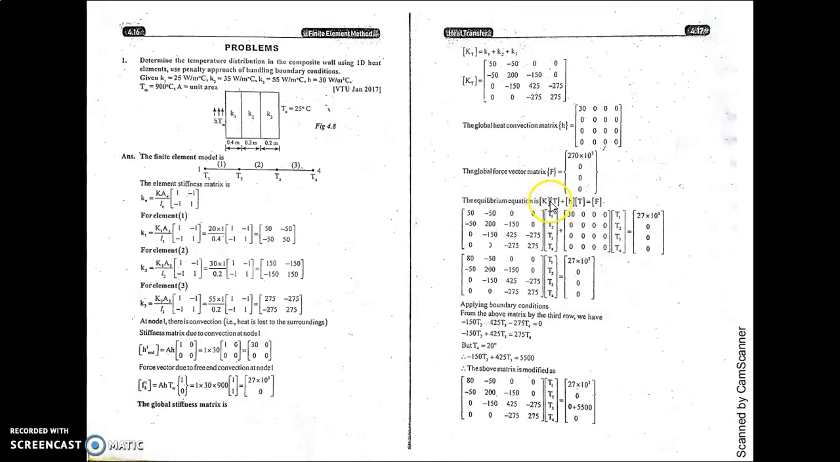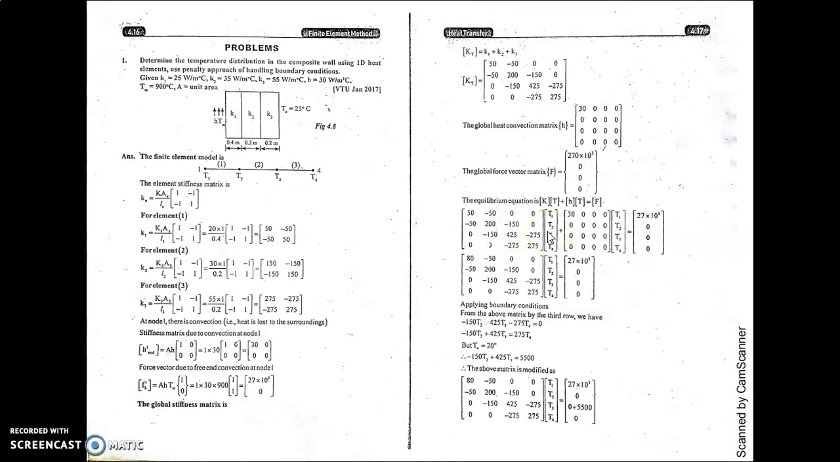Okay, conduction matrix into temperature, convection matrix into temperature is equal to force matrix. So we have the conduction matrix, convection matrix and force matrix also. Just substitute or just keep all these values in this format. That's it. Okay. After that, I'd add these two matrices.